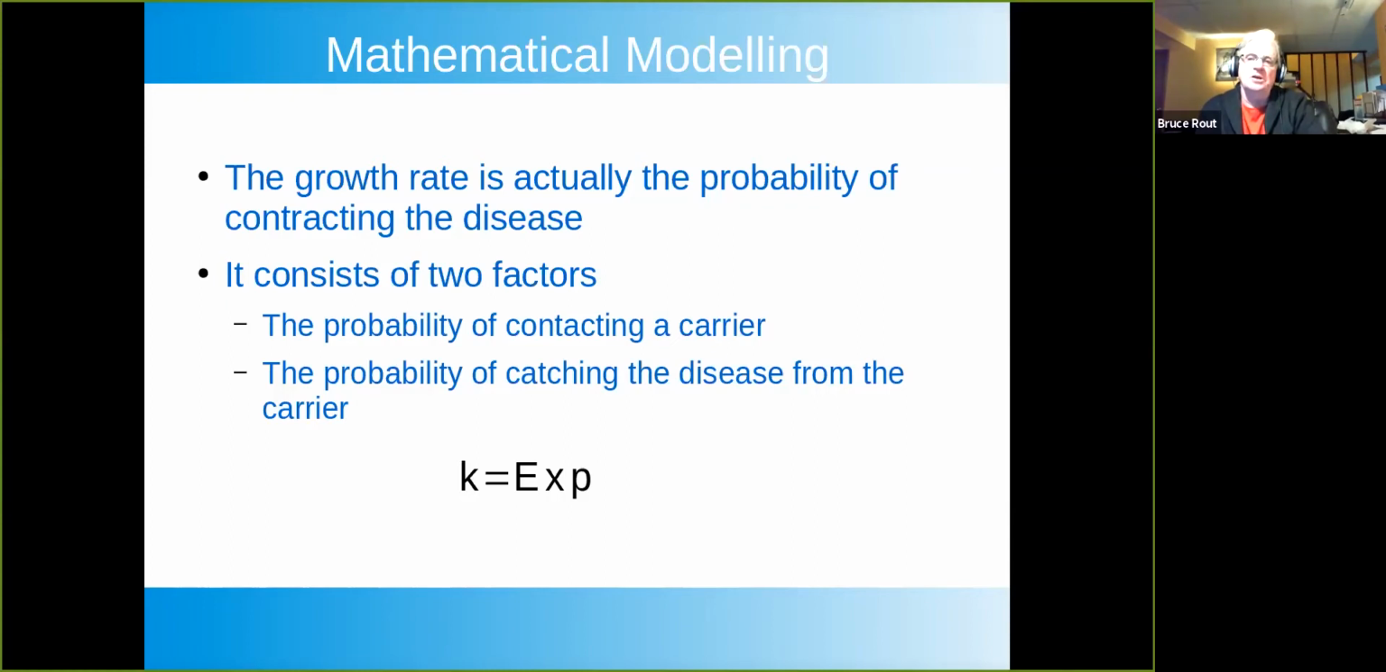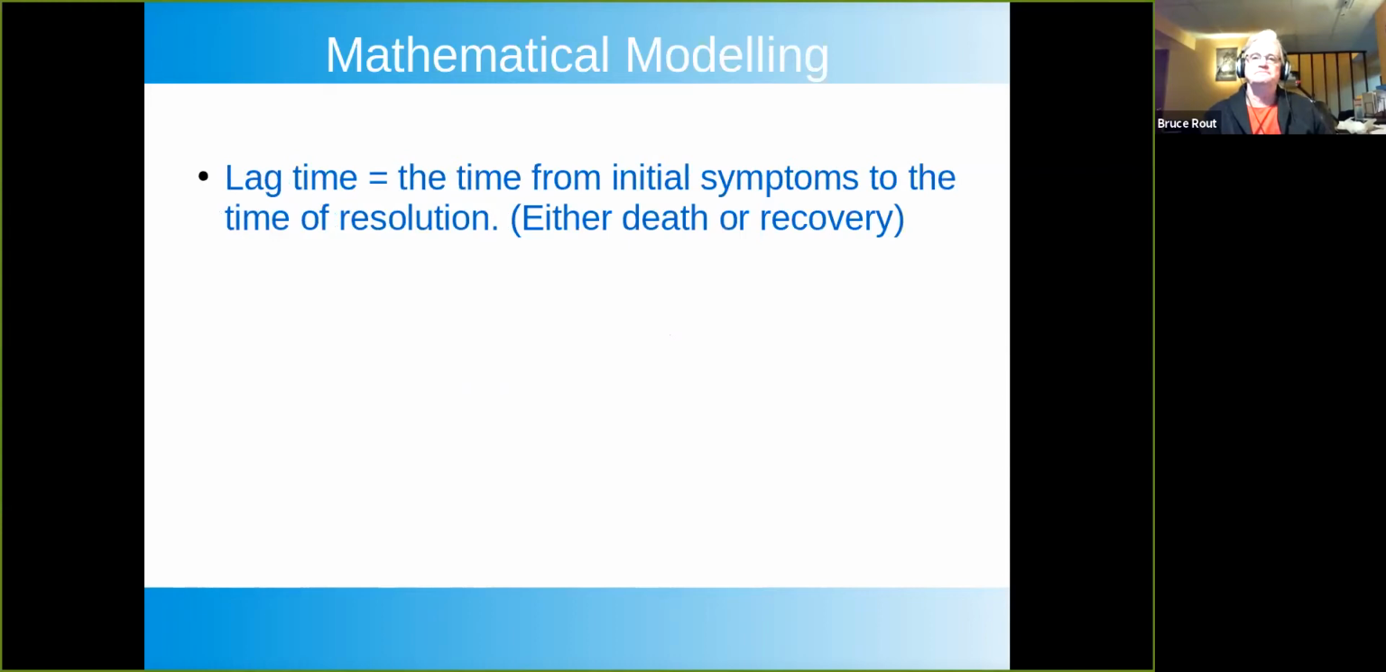The probability of contacting a carrier is how many people we're in contact with. The probability of catching the disease is pretty well a constant. And I've just set that at 90%, which maybe it's 30% or whichever, but this is a highly contagious disease, so we'll just throw 90% in and see what happens in the model.